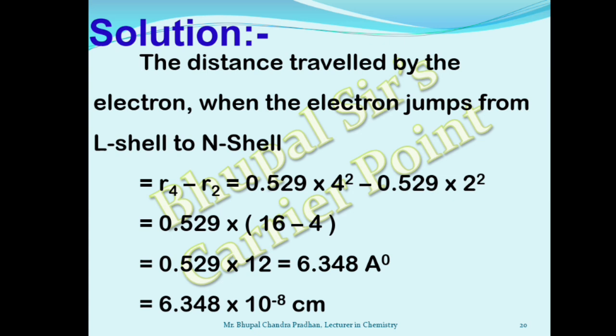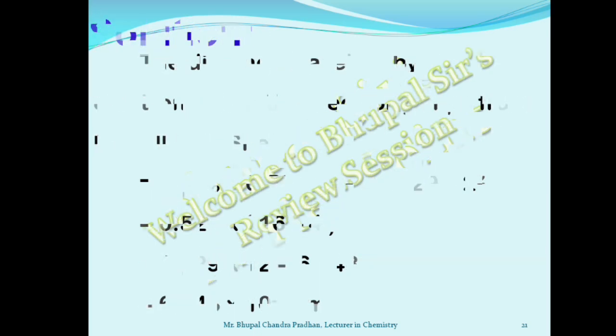As the question is asked in centimeter, 1 angstrom is equal to 10 to the minus 8 centimeter. So the answer is 6.348 into 10 to the power minus 8 centimeter.